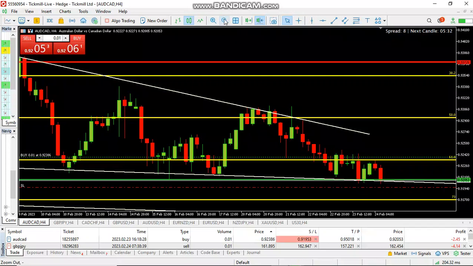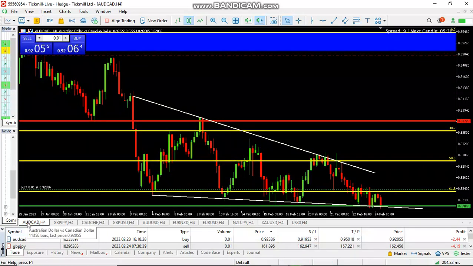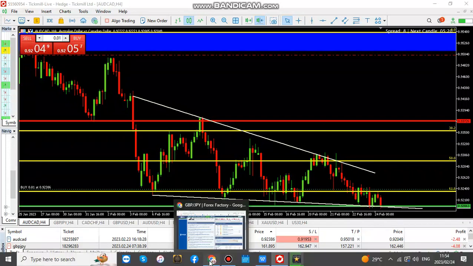I know that this is a wedge forming here. This is of course the Aussie CAD. I see the wedge forming here. It's a nice wedge, and in the sense that this is going to go for a buy. Let's go quickly to the Aussie CAD. Let me show you guys quickly.